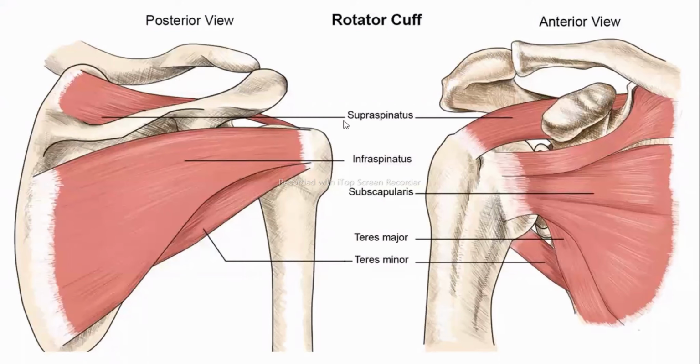So here you have four muscles, supraspinatus. So one test. Infraspinatus and teres minor, it's a second test. After that, subscapularis, third test.